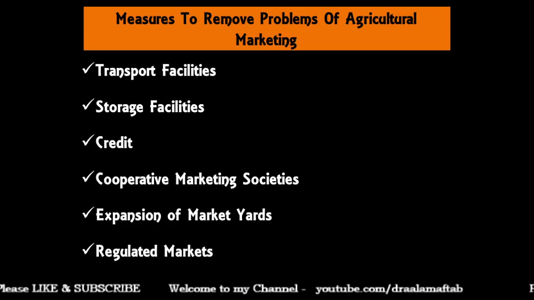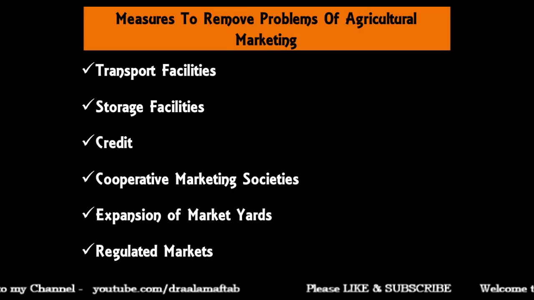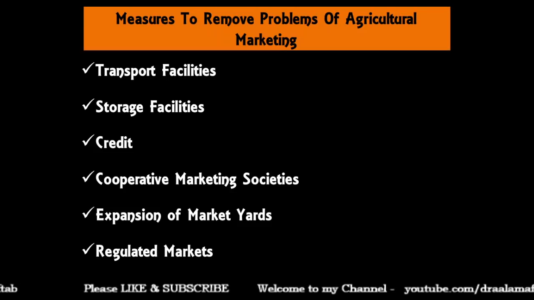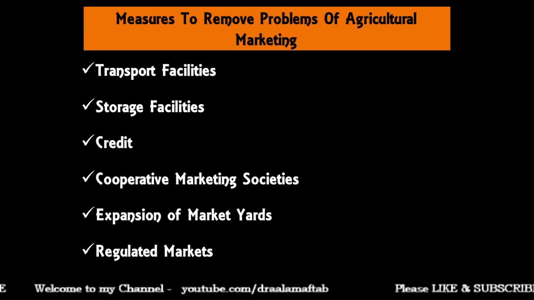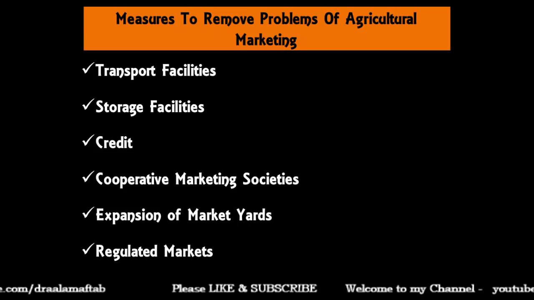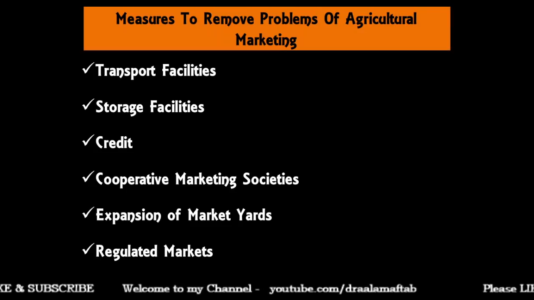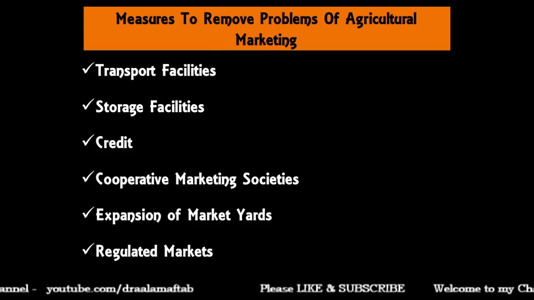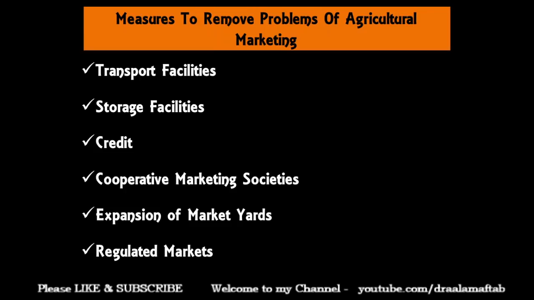The next point is regulated markets. See, there is a need to control the market, regulate the market to remove those unethical practices and multiplicity of charges. So regulated markets may be established with a view to eliminating unhealthy and unethical trade practices and reducing various marketing charges which are imposed on the farmers, so that these poor small cultivators may be benefited and they should get the benefit of agriculture marketing.